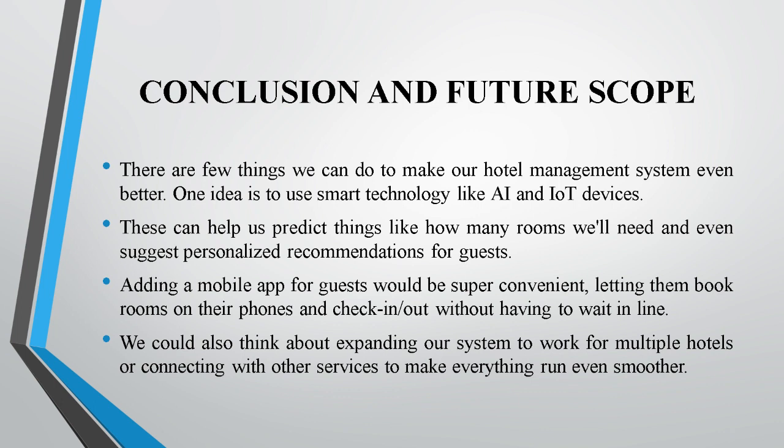We already have a few things we can do to make our hotel management system even better. One idea is to use smart technology like AI and IoT devices. This can help us predict things like how many rooms we will need and even suggest personalized recommendations for guests. Adding a mobile app for guests would be super convenient, letting them book rooms on their phones and check in and out without having to wait in line. We could also think about expanding our system to work for multiple hotels or connecting with other services to make everything run even smoother.